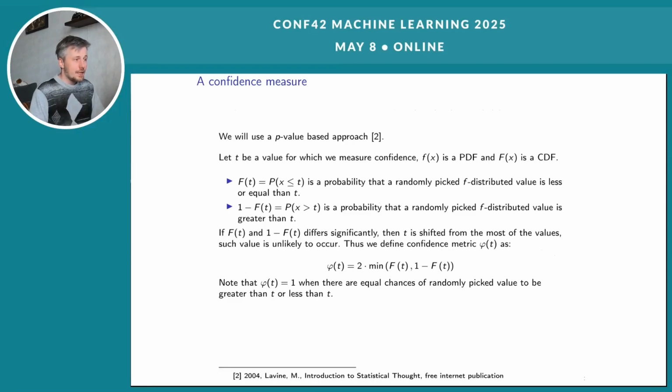In this case, the confidence metric should give 1. Of course, this is arguable because there are distributions for which this won't hold as a reasonable definition, but we won't discuss them now. So let's define the confidence measure as the doubled minimal probability of finding the random value left or right of t. When these probabilities are equal, we will get a confidence level equal to 1.